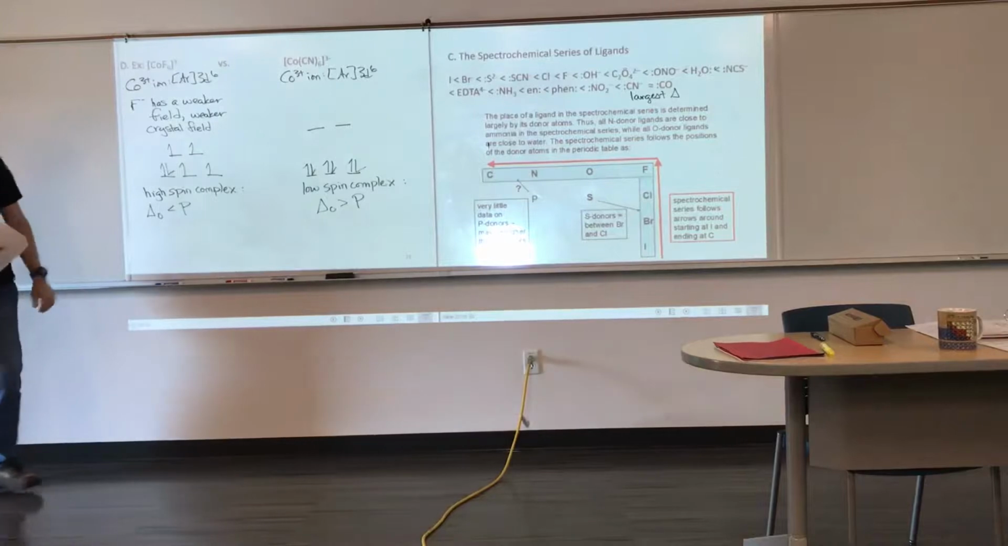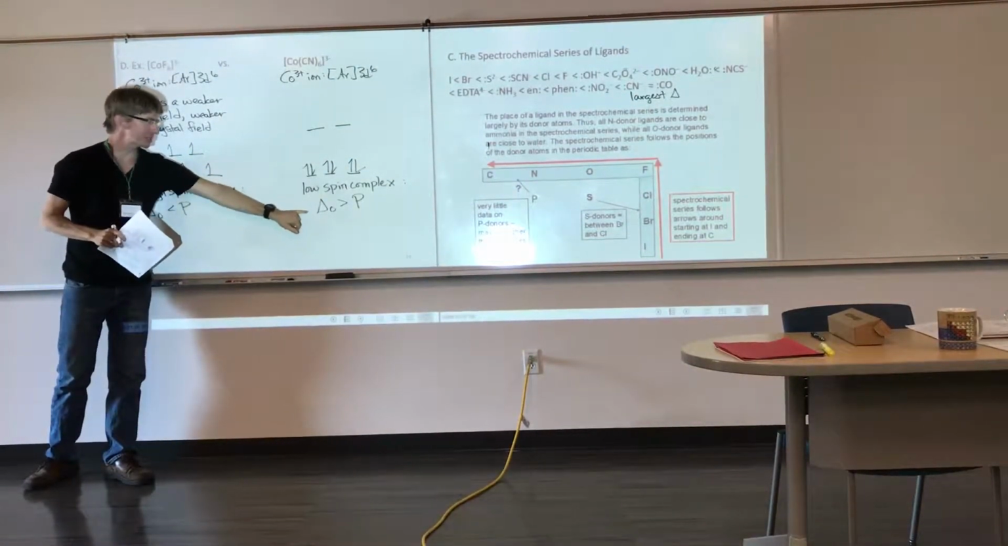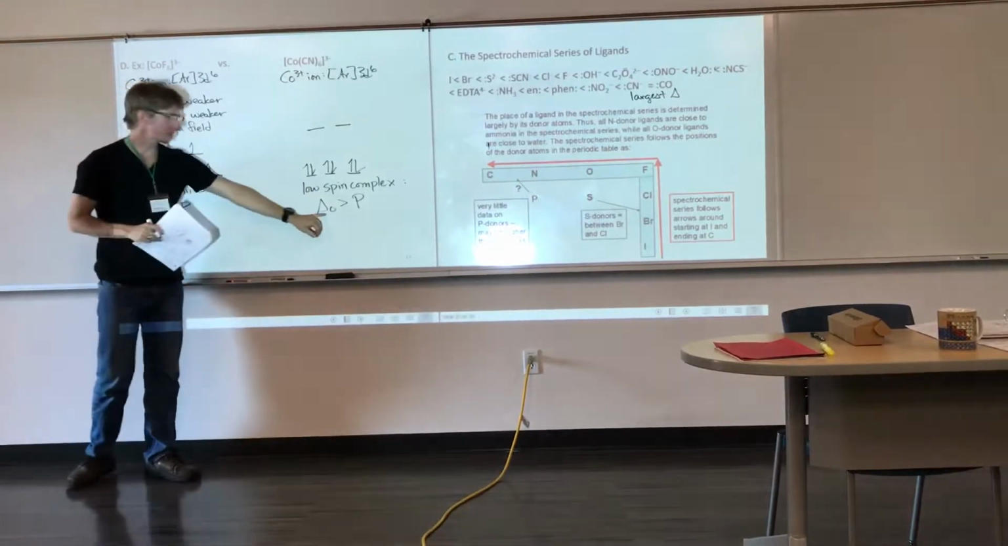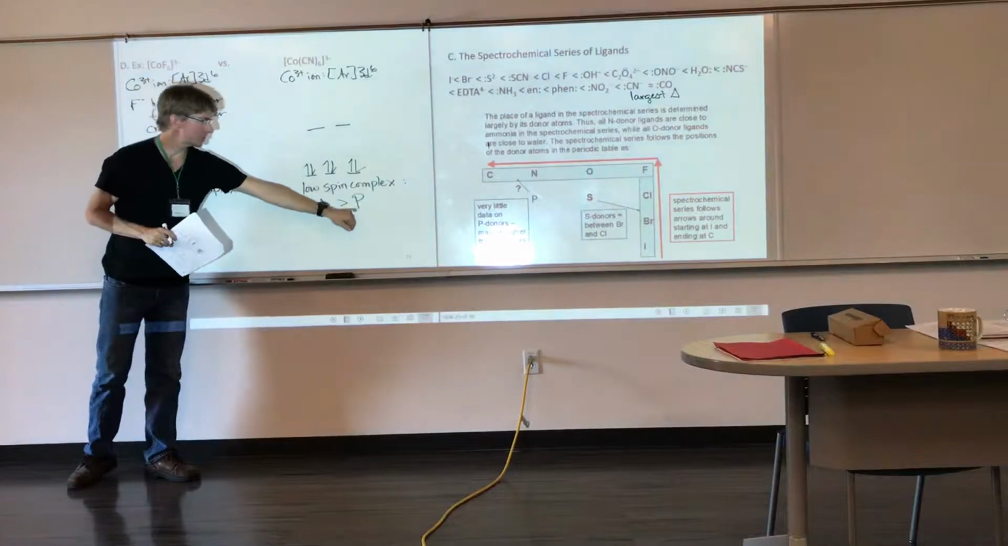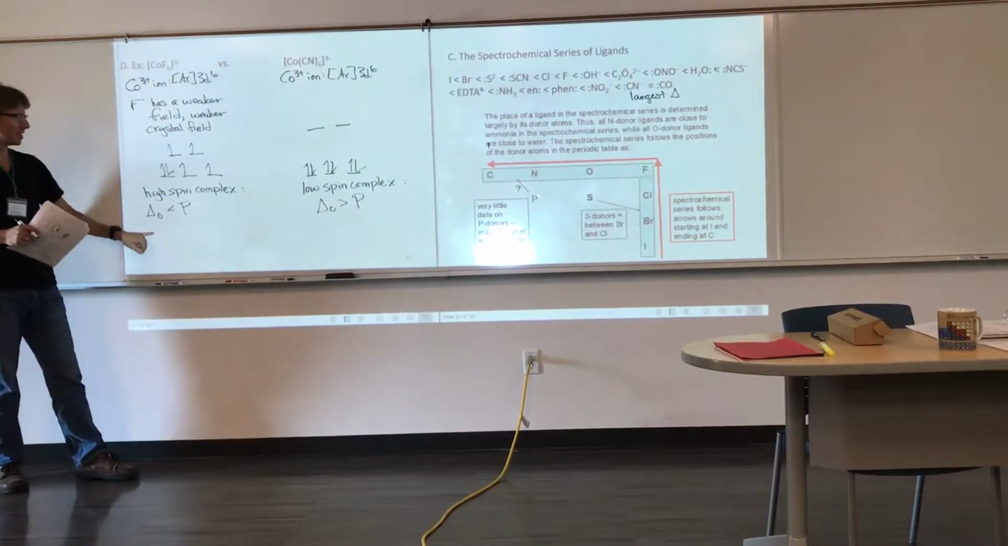With cyanide ligands, and again, we wouldn't know this unless I told you, this is a low spin complex, unless I told you it was diamagnetic. But the delta O is greater than the pairing energy. So they pair. We have a diamagnetic complex.